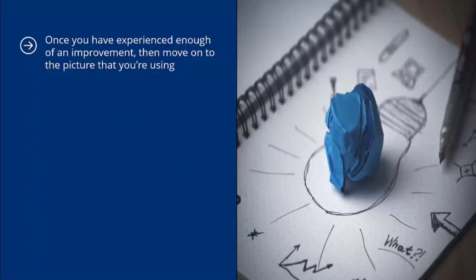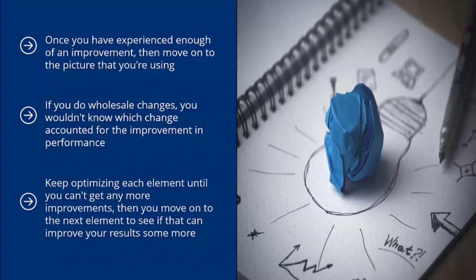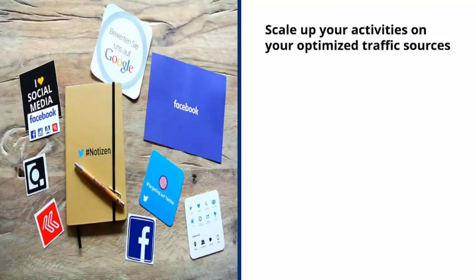Whatever the case may be, make changes on an element-by-element basis instead of swapping out the whole thing at one time. If you do wholesale changes, you wouldn't know which change accounted for the improvement in performance. You need to do element-by-element modifications so you can pinpoint which change turbocharged your results. Keep optimizing each element until you can't get any more improvements. Then you move on to the next element to see if that can improve your results some more. Eventually, you would reach a point where the whole ad or the whole traffic generation method is optimized. Scale up your activities on your optimized traffic sources.